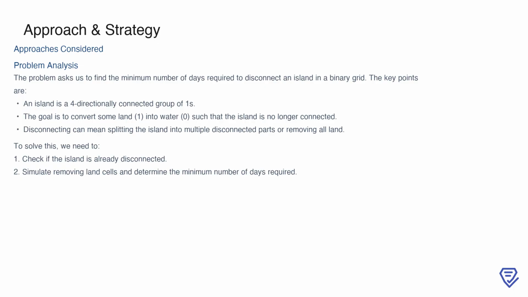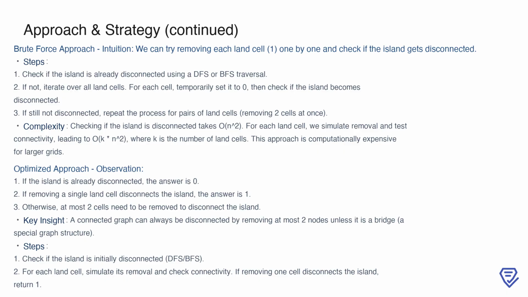The objective is to determine the smallest number of land cells that need to be converted to water to achieve disconnection. This sets the foundation for our approach to solving the problem efficiently. One possible approach is brute force. The intuition here is straightforward. We can try removing each land cell, one by one, and then check if the island becomes disconnected.